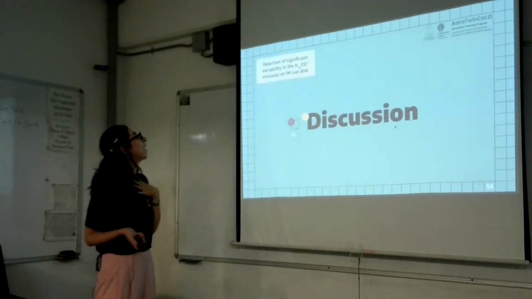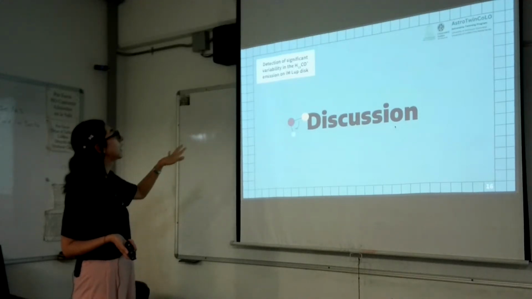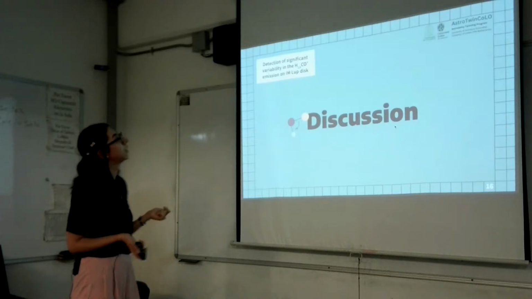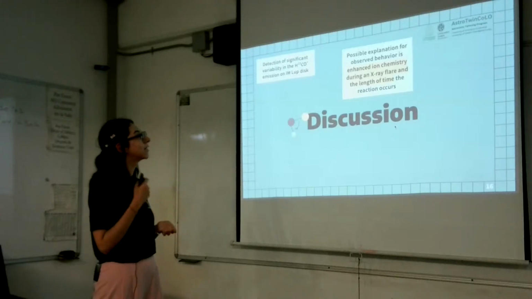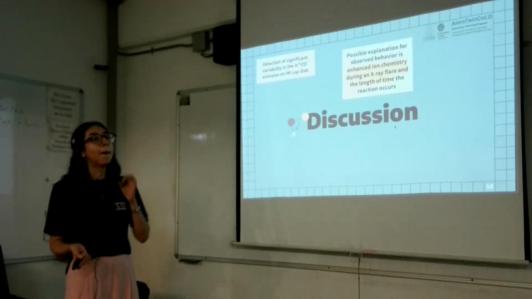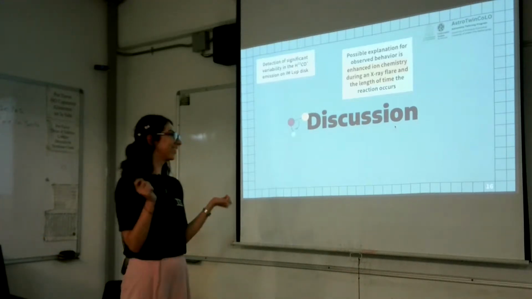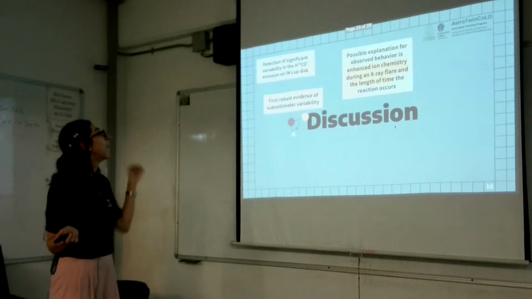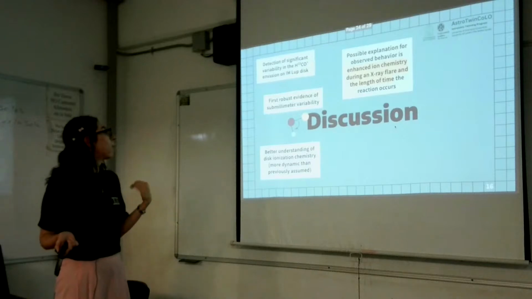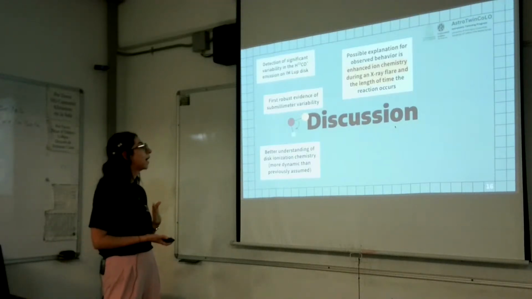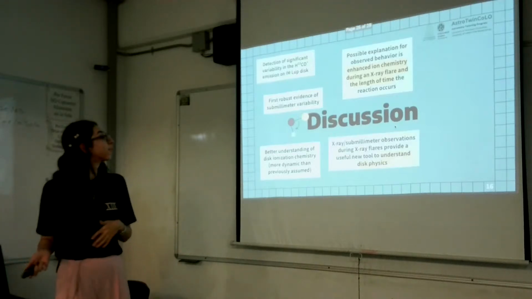Now, finally, in the discussion, we have the detection of significant variability of this isotope in the IM Lup disk. One possible explanation is the enhanced ion chemistry during the X-ray flare, but the length of the X-ray flare is also very important to keep in mind. This is the first robust evidence of sub-millimeter variability. We have a better understanding of this ionization chemistry, which turns out to be more dynamic than we previously assumed.